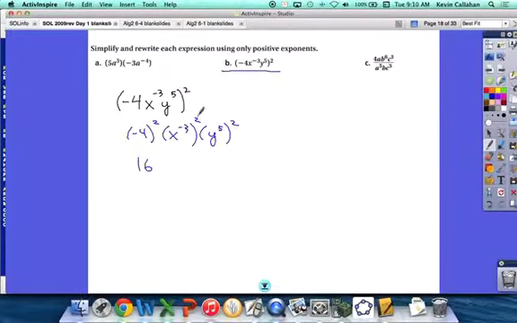16. And now, what do you do when you raise a power to a power? What's the operation? Multiply. X to the negative 6. Y to the 5th squared is y to the 10th. And then I got one last thing. What do I have to do? You got to flip the x to the negative 6, right? Because you can't have a negative exponent. So it's 16 y to the 10th over x to the 6th, positive exponent.